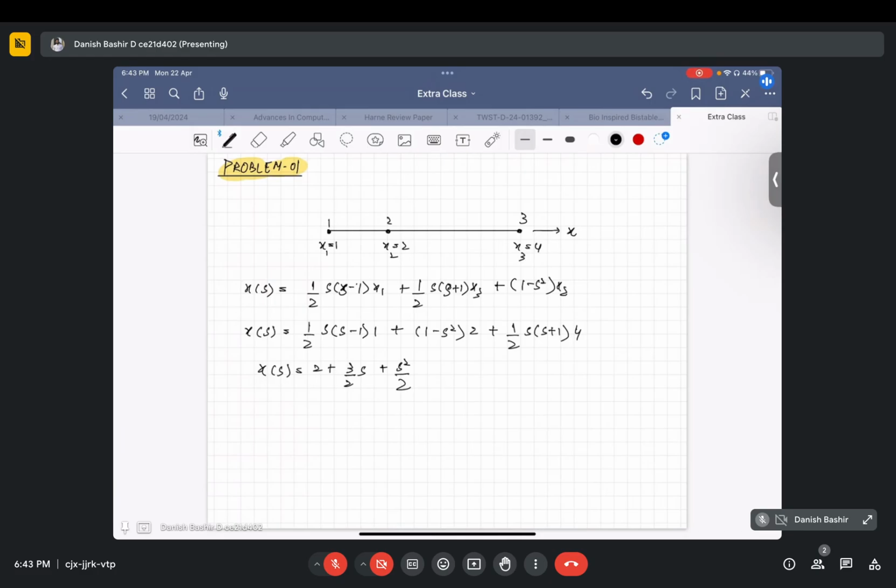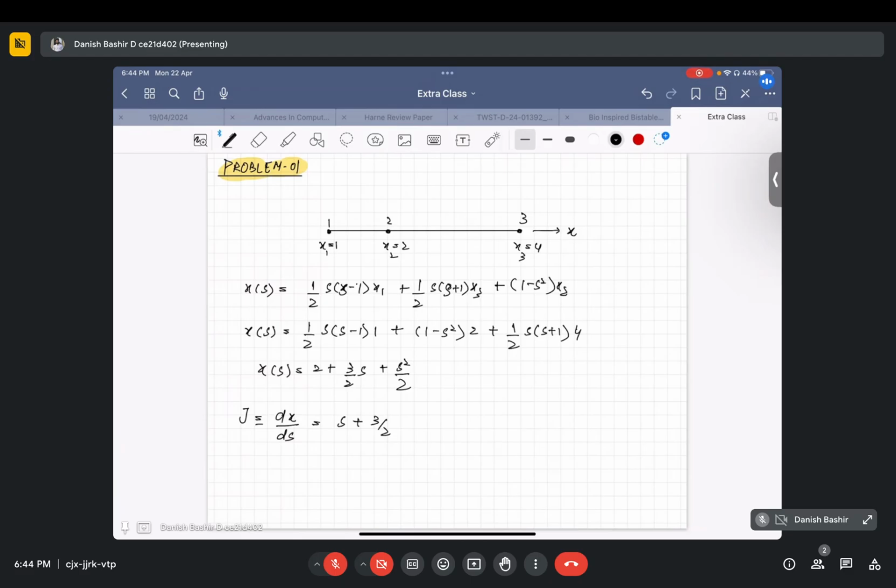Okay, and now we will calculate the Jacobian. Jacobian is equal to dx by ds. So it comes out to be s plus 3 by 2.